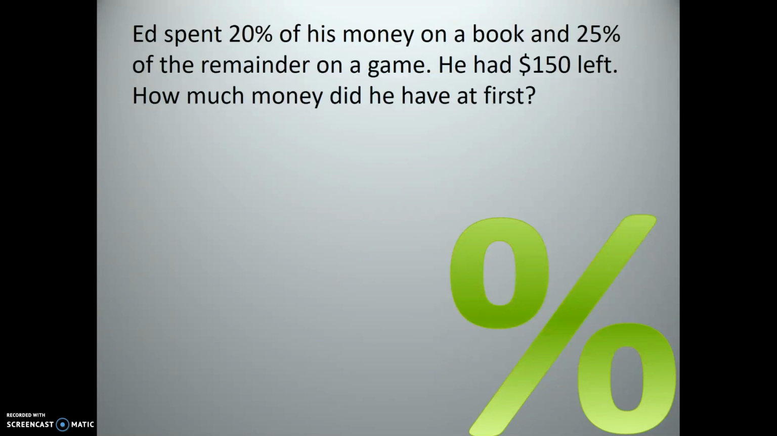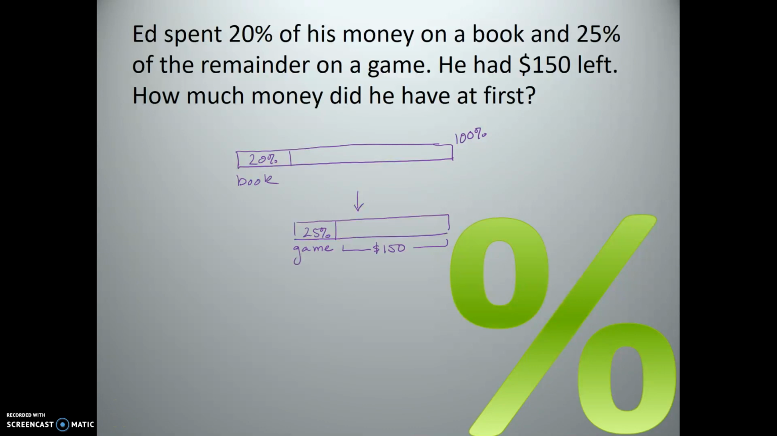All right, this is a really fun one. And you guys, this is kind of a challenge problem. So you guys should stop the video and just give this one a try on your own and come back and see if you were right. Ed spent 20% of his money on a book and 25% of the remainder on a game, and he had $150 left. How much money did he have at first?